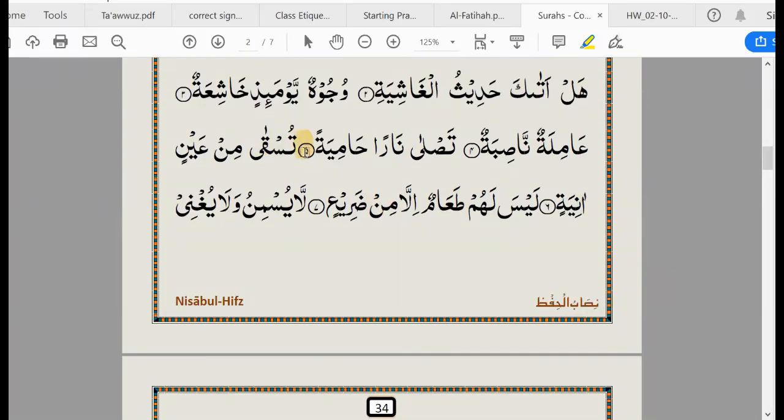A7301. Assalamu alaikum. Walaikum assalam. A7301, can you recite the same verses? Starting from Tawus.